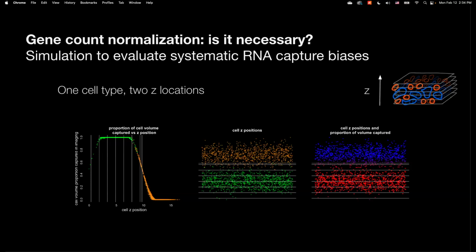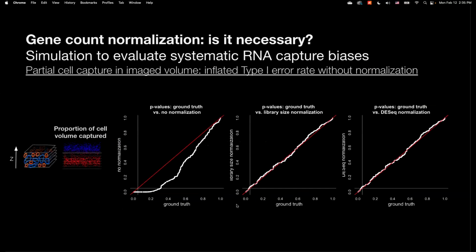Because these cells are sampled from the same transcriptional distribution, we expect to see no differences between them on differential expression testing. However, when we run the differential expression on the simulation, if we don't normalize at all, we find that we have a very inflated type 1 error rate, where we identify many genes to be differentially expressed when we in fact know that there aren't any differentially expressed genes between those two populations. And this effect goes away with any normalization strategy.